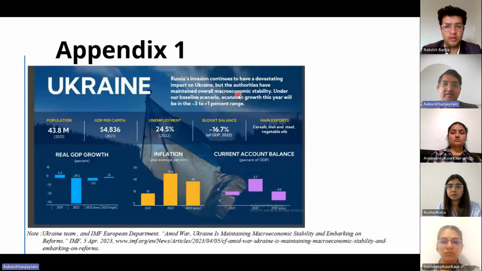So this is the appendix that we used for data collection, and this is the data from the IMF official website, and that's all for our topic.